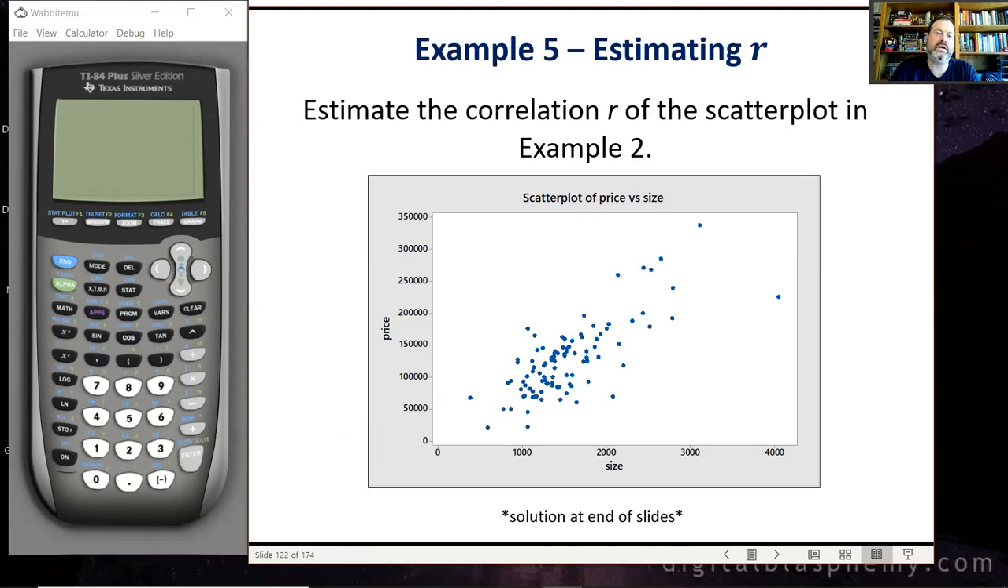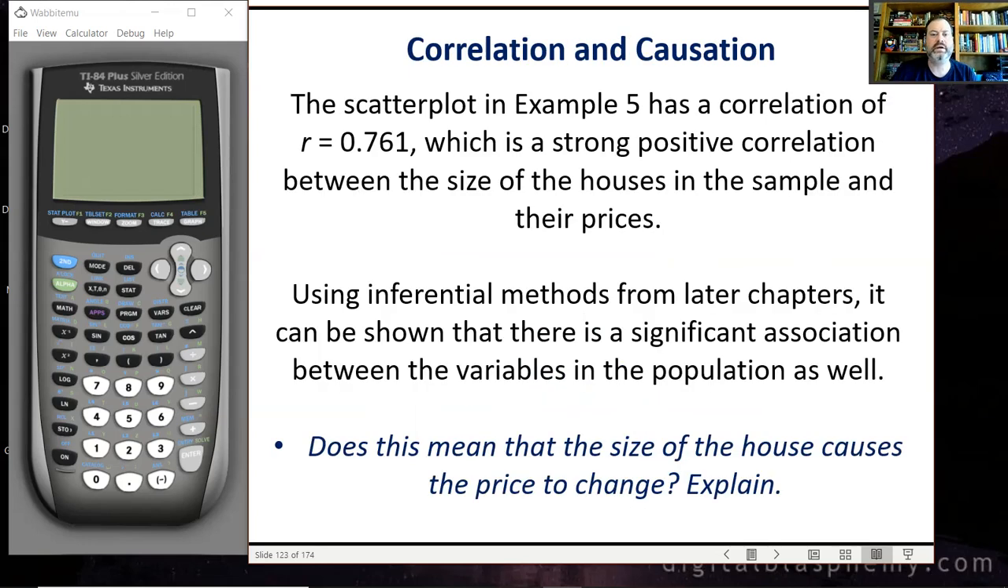So think about it, right? A correlation of 1 would be perfectly straight. But here we maybe have a few outliers, and it's a little fuzzy, so it's 0.761, but it's still a strong positive correlation between the size of the houses in the sample and their prices. So it's just a descriptive term. It just tells you how strong the association is, the linear association.